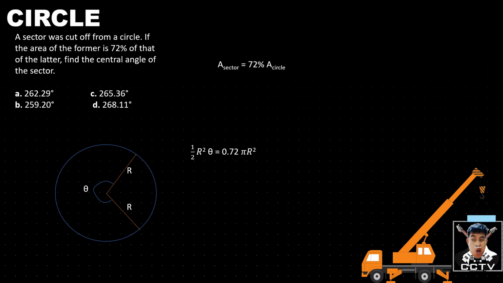This is the formula for the sector, 1/2 r squared times the theta in radians, over the area of the circle. Of course, the two radii just cancel, and you'll get this one. Convert it into degrees and you'll get 259.2 degrees. And that's it.